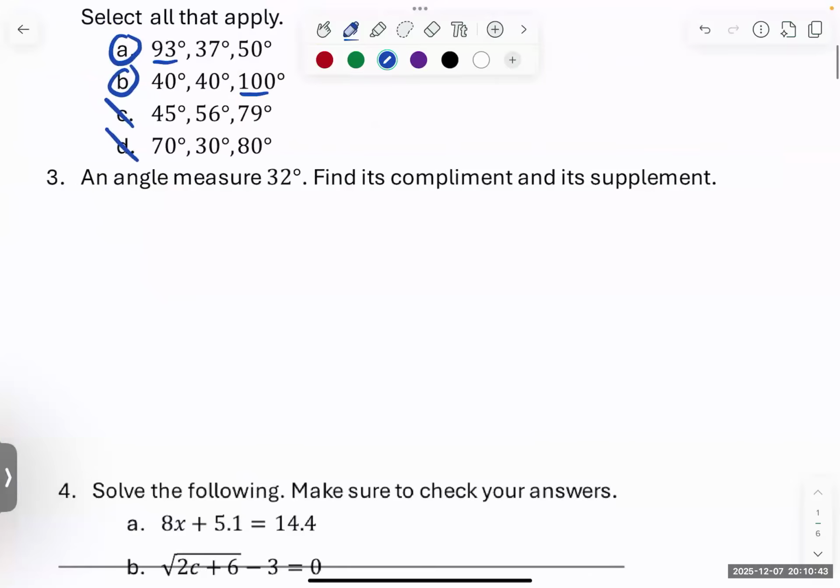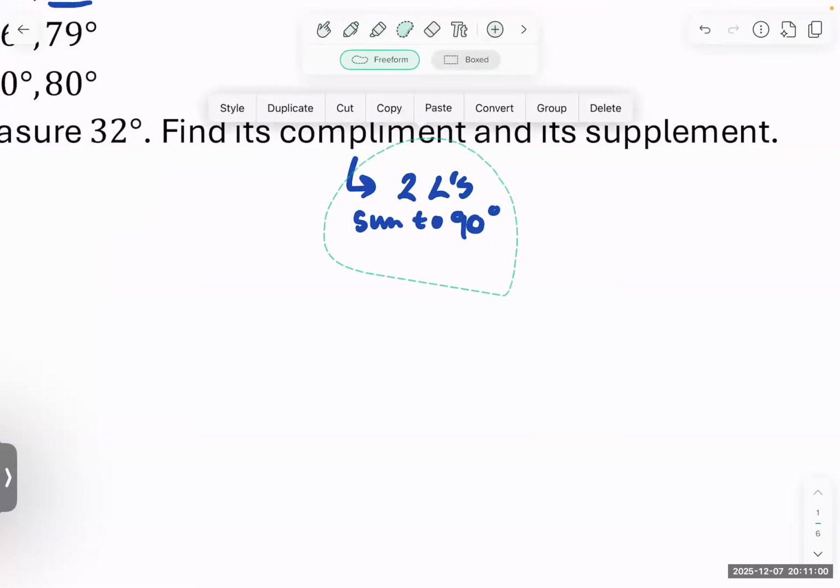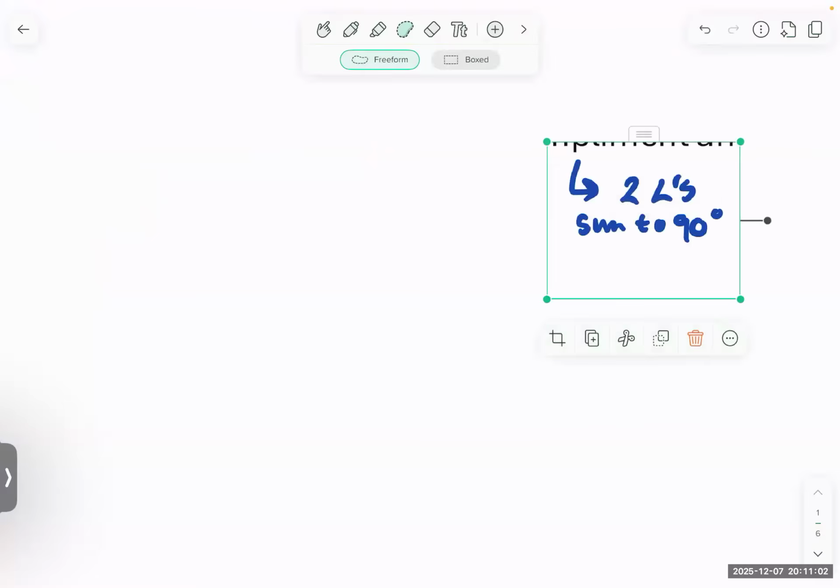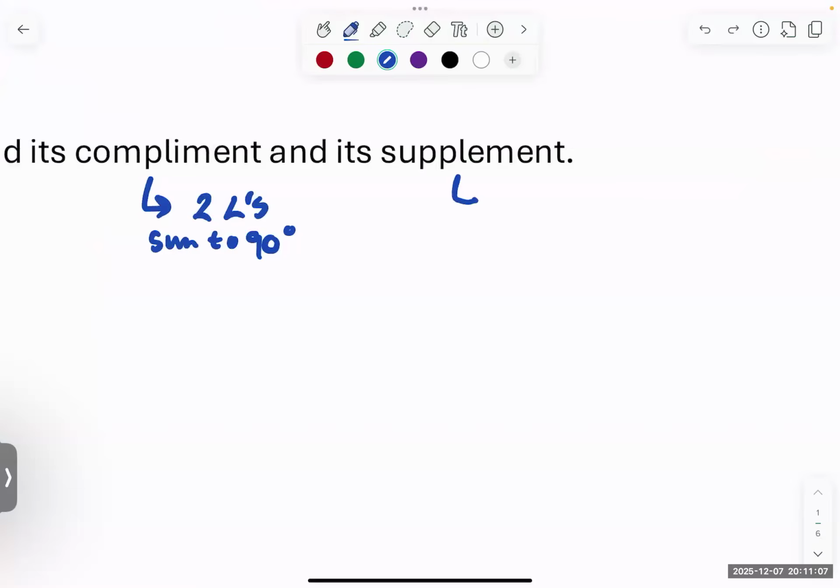An angle measure is 32. Find its complement and its supplement. Its complement is two angles that sum to 90 degrees. And a supplement is two angles that sum to 180 degrees.